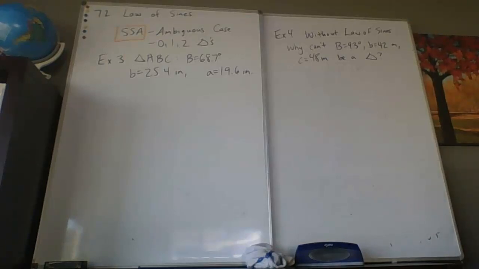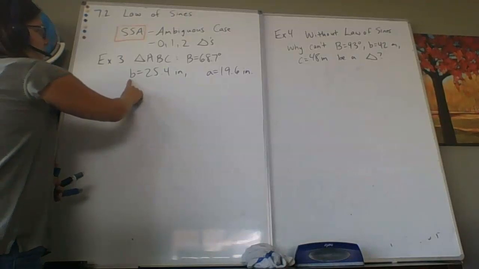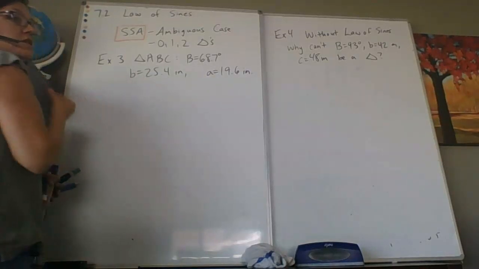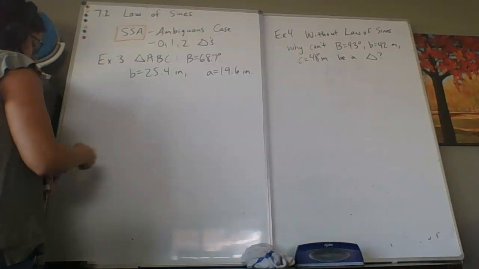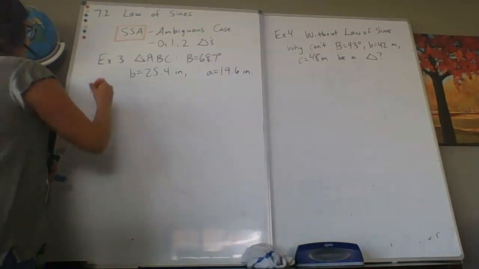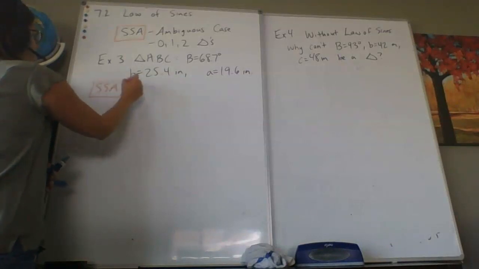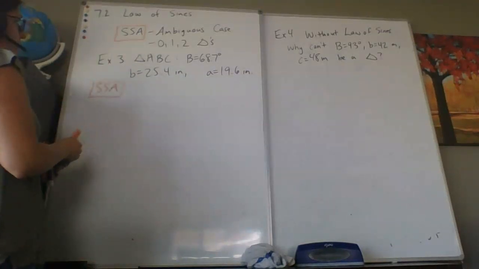Welcome to 7.2 Law of Sines, where we're looking at the ambiguous cases of the SSA triangle. Example 3, solve triangle ABC given B equals 68.7 degrees, side B equals 25.4 inches, and side A equals 19.6 inches. Because we are given two sides and the angle that's not included in between the two, this is going to again be an SSA. So we have to look out for 0, 1, or 2 triangles.